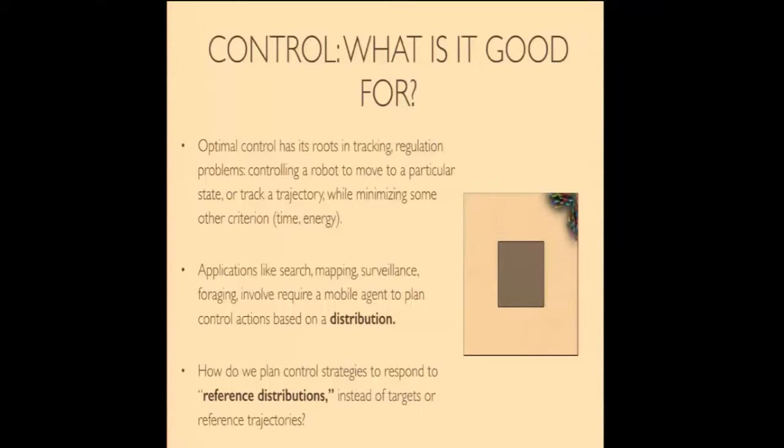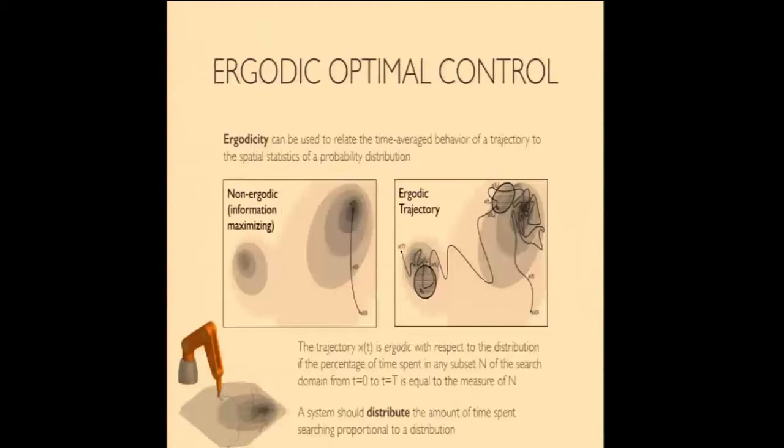And so the goal, again, is to be able to plan control strategies in response to reference distributions as opposed to reference points or reference trajectories. The way that I do this is using the principle of ergodicity to drive trajectory design. Ergodicity is not something that shows up a lot in control, so it's not something that we're used to thinking about as roboticists, maybe unless you're pretty heavily math-focused.